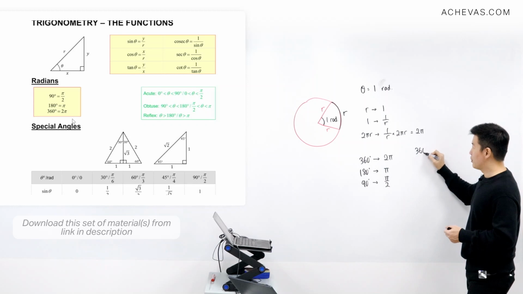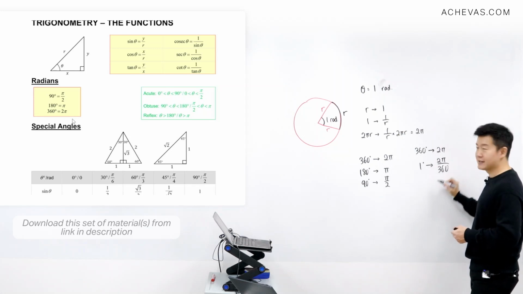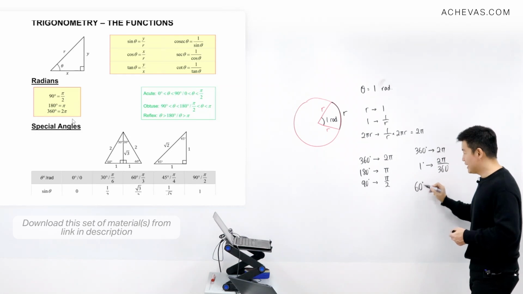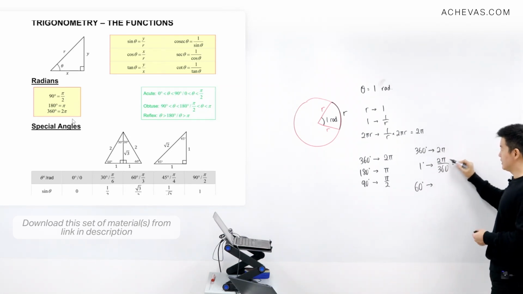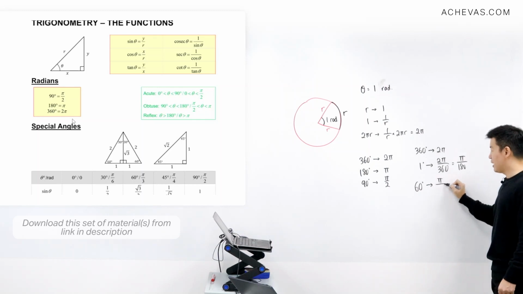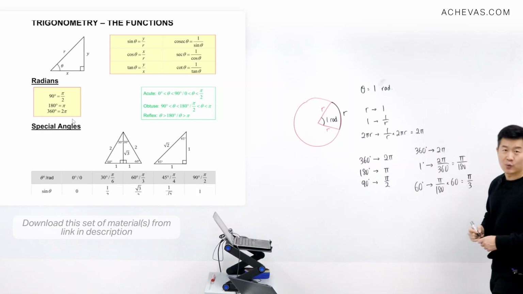So by using proportion, I know 360 degrees is going to be 2 pi radians, which means that 1 degree is going to be 2 pi divided by 360. So if we were interested in converting 60 degrees into radians, we can simplify this to pi over 180. So it's going to be pi over 180 multiplied by 60. This gives me pi over 3 radians.